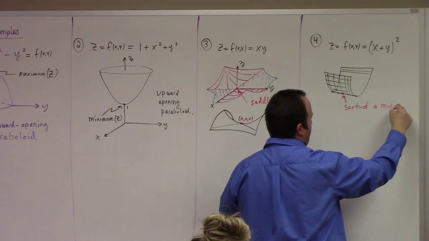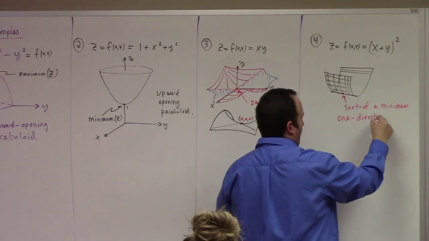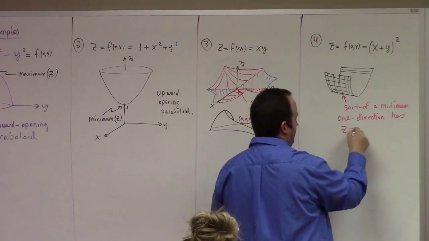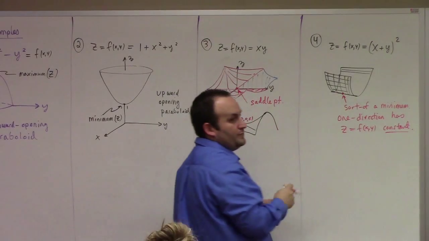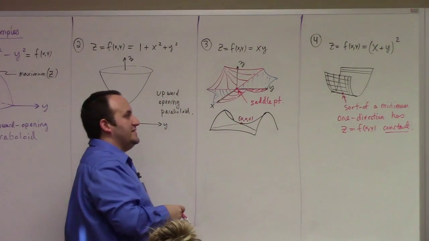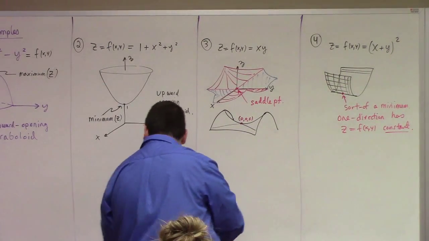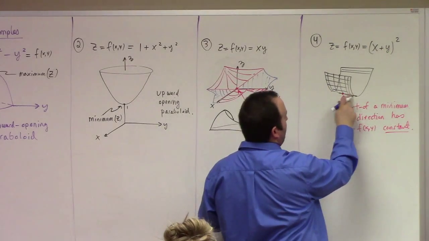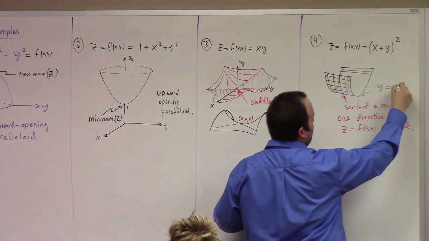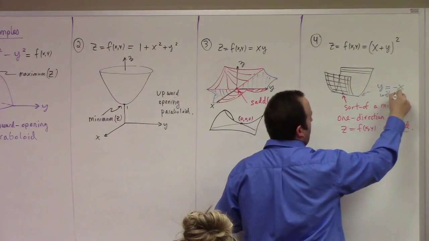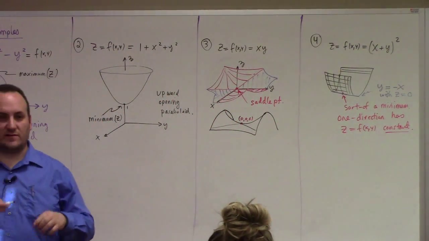Technically, it depends on how we parse the definitions, but anyway, one direction has what? z equals f of x y constant. In fact, z is equal to 0 along what? Where's that trough? Let me make it blue. This line in the xy plane, right? This is actually the line y equals minus x with z equals 0, right? So this graph is constant in those directions.